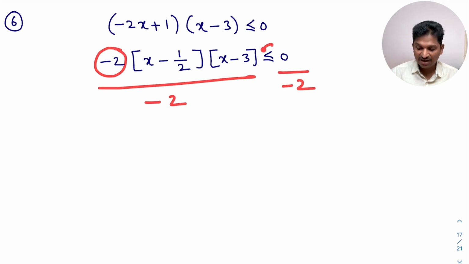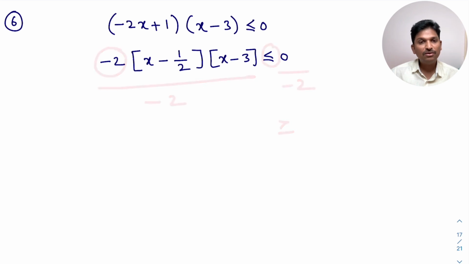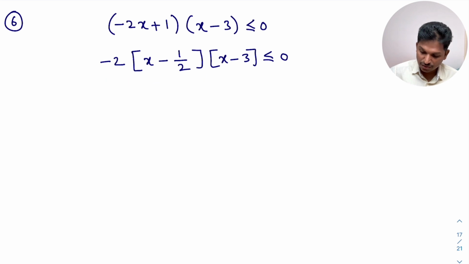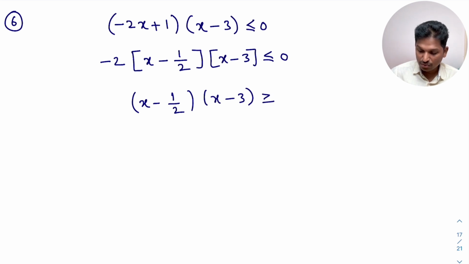That means this less than or equal to is there, na? That changes to greater than or equal to. So divide both sides with minus 2. Then this minus 2 will get cancelled. Right hand side part 0 only. So you see what happens here. This is (x minus 1 by 2) into (x minus 3) greater than or equal to 0 divided by minus 2 is 0. I hope you understand this.